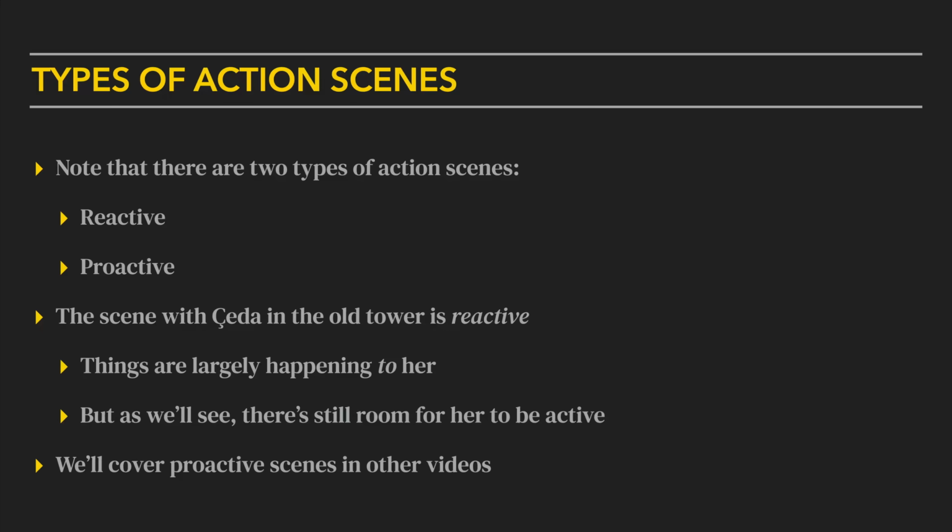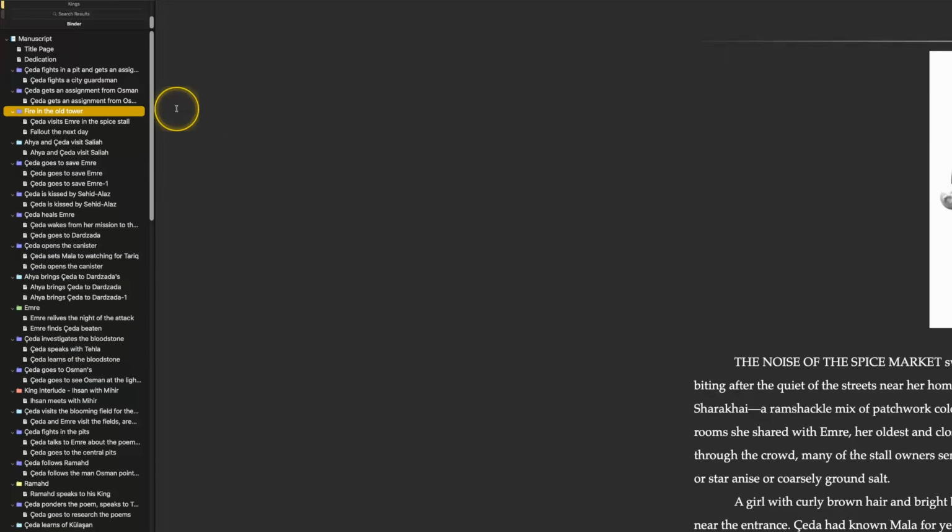This type of reactive scene in a romance, for example, could be the main character meeting their love interest for the first time, the person they're trying to get with by the end of the story. Whereas proactive might be them trying to set up a date or meet them at a random party or something like that. Okay, so here we are in 12 Kings and Sharakhai. As I mentioned, this is very early.